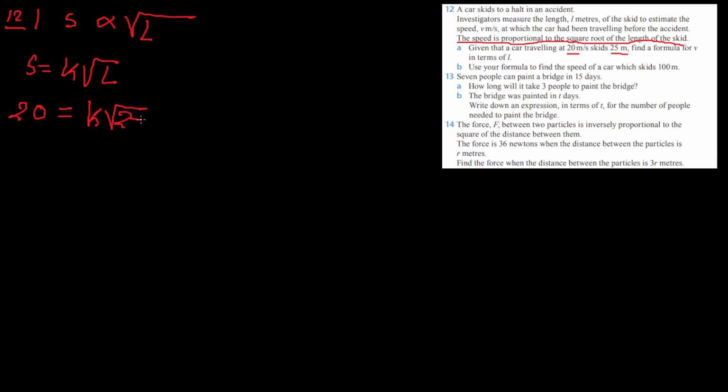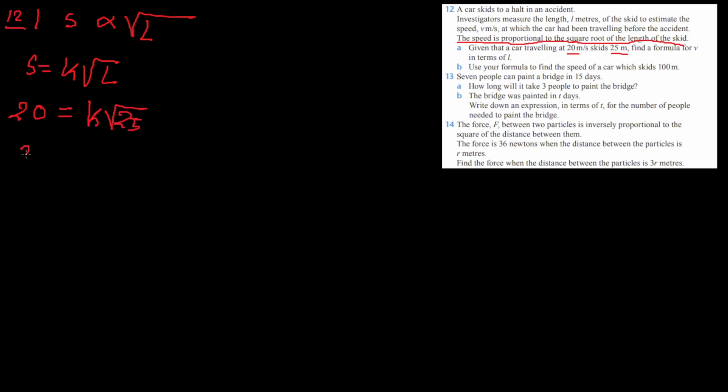So our formula: the speed is directly proportionate to the square root of L. By this, we can find that the formula is S equals K square root of L. With that, we can see that the speed is given in part A as 20, and the length is given as 25. So we can find K by plugging in 20 as the speed, and L is 25.